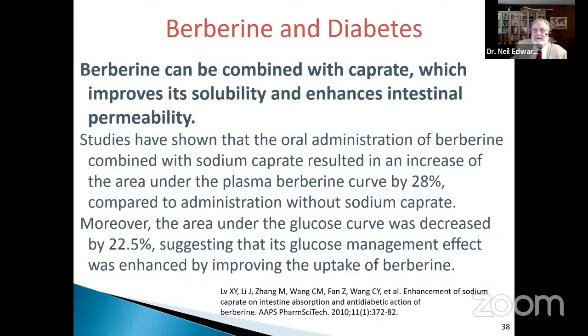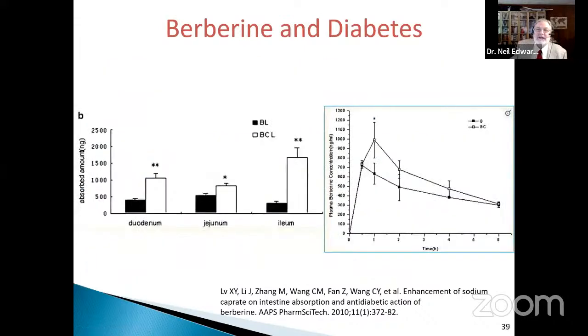Combining it with caprate, one of the medium chain triglycerides, improves solubility and can increase the area under the curve by 28% and reduce the glucose curve by 22.5%. And you can see in this chart, the area under the curve, the plasma berberine does absorb much better with caprate or caprylic acid, one of the medium chain triglycerides, and it does cross the cells lining the intestine as well.